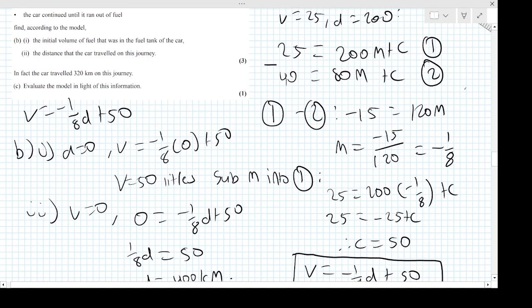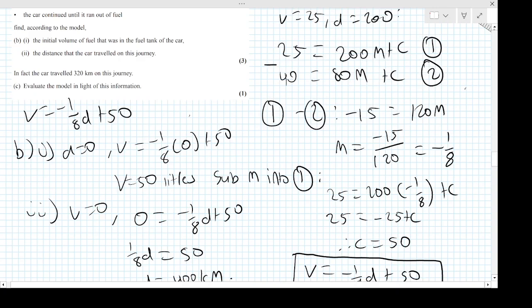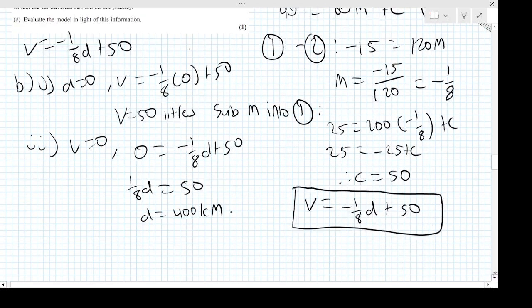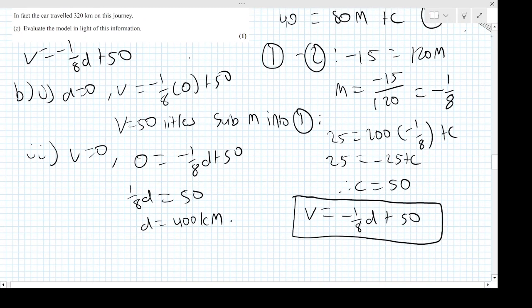Anyway, then for this last part, it says, in fact, the car travelled 320 kilometres on this journey. Evaluate the model in light of this information. Well, it told you that in reality, the car has only travelled 320. Well, 320, 400 in this case is quite different, right?